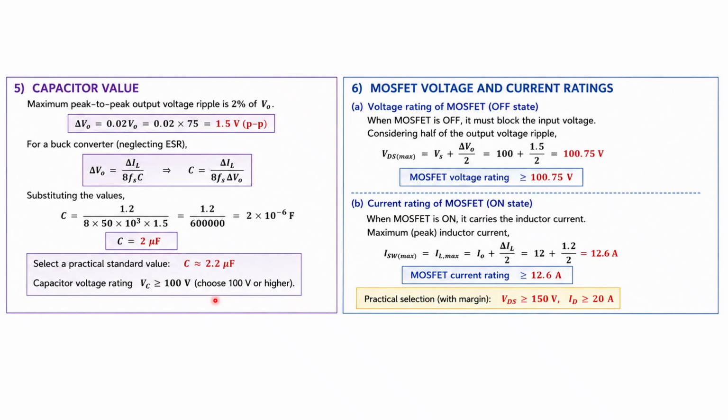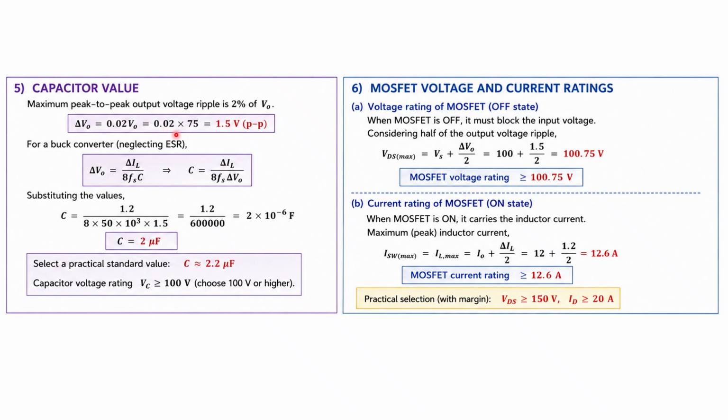Now we will design the capacitor value. We know that the maximum peak to peak output voltage ripple is 2% of V0. So what is your V0? V0 is 75 volt. So how much is 2% of V0? 2 by 100 into 75.